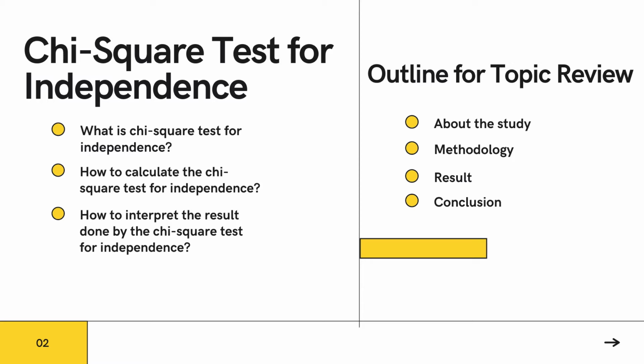Just to give you an outline for this study, I'll be dividing it into two. First, the chi-square test for independence: what it is, how to calculate it, and how to interpret its result. And the latter part, I will cover the study that I have chosen, their methodology, the result, and the conclusion. I didn't put the recommendation, but I will also give that to you.